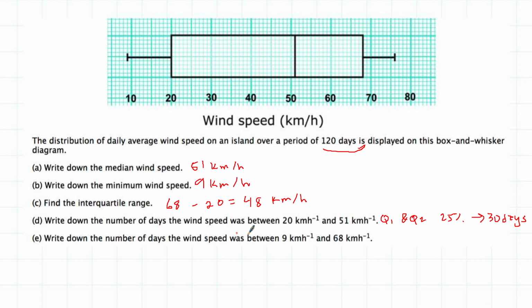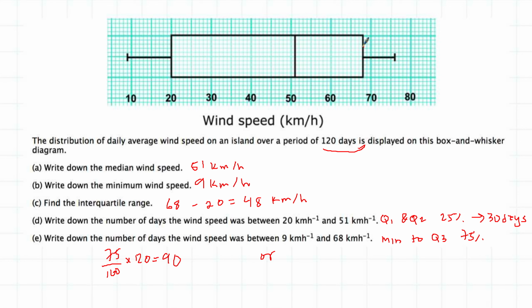And then it says write the number of days the wind speed was between 9 and 68. Again, not random. 9 is the minimum value and 68 is the Q3 value. So from minimum to Q3, that's 75% of the data. So 2 ways you can answer this. Either actually find 75% of your data, or you know already that it's going to be basically 120 minus 30 days. So 75% of the data or the days will be 90. So 90 days is the answer.